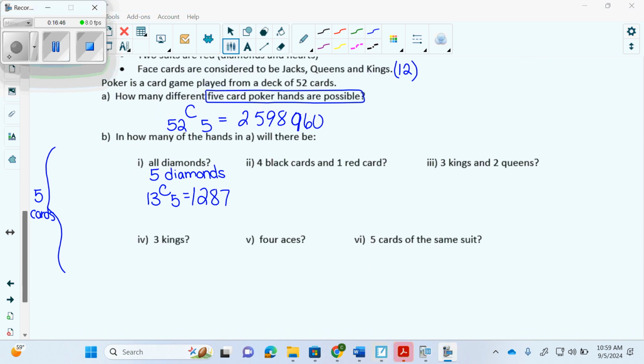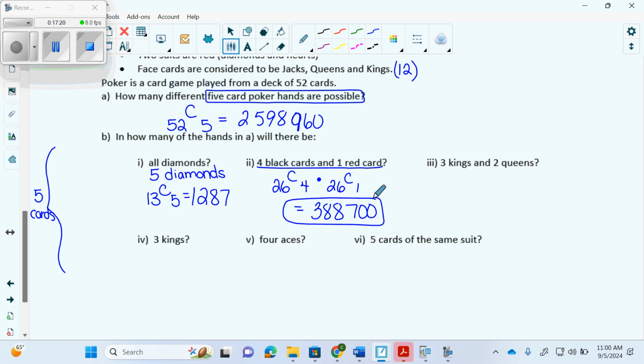So, black cards, how many do we have to choose from? 26. Should I just be going and doing this right away, or should I have checked if they asked me for 5 cards? I should check first. 4 black and 1 red. Okay, cool. They've asked for 5 specific cards, right? So I can just go ahead. So 26C4, and I multiply by 26 red C1. What do I get? 700.